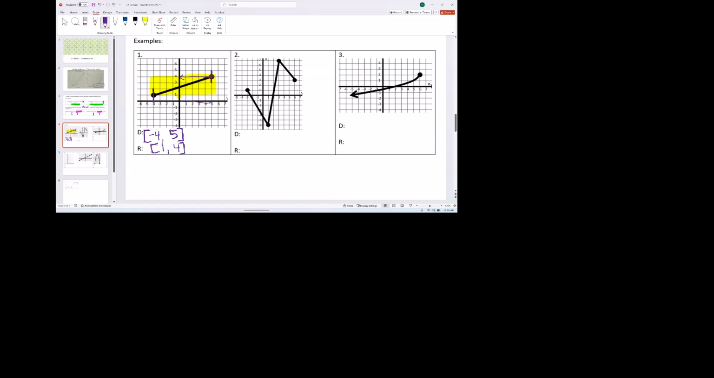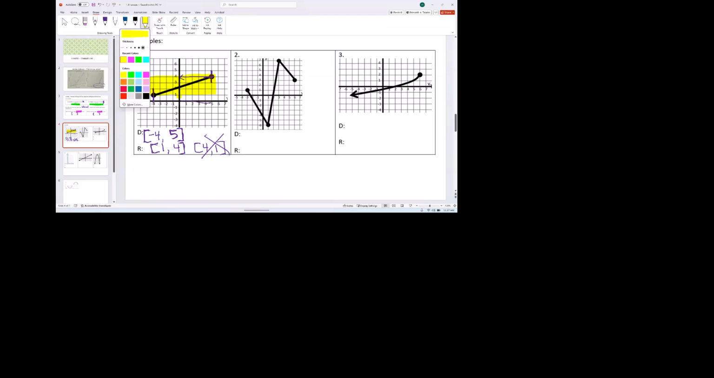So remember, domain, left to right, range, lowest to highest. Now, I also want to say something. If you put the range from 4 to 1, that's not correct because it needs to be in order. The interval notation always has to have the smallest number first, then the largest number. Okay, so don't put it out of order.